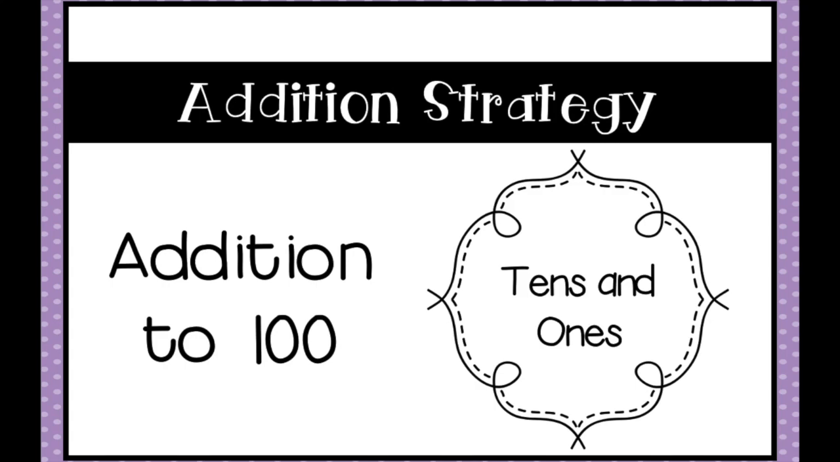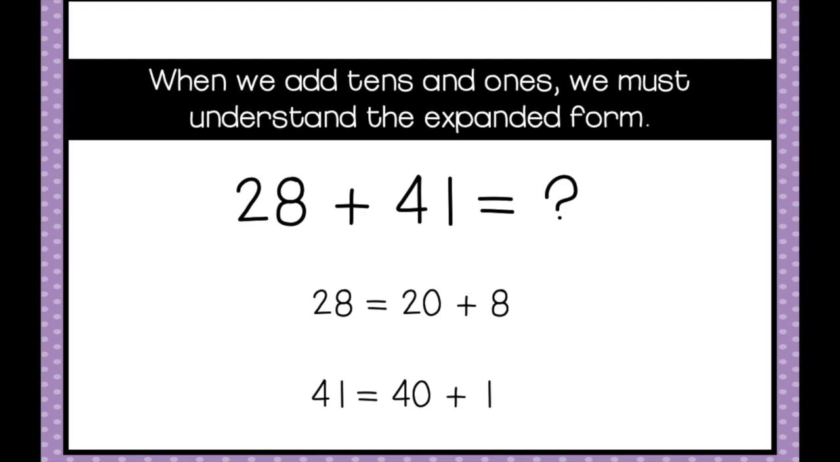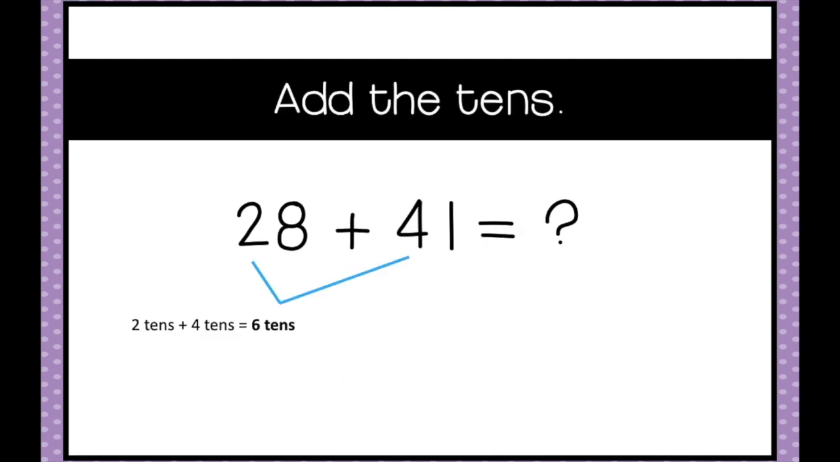Let's look at addition to 100 using the tens and the ones. When we add tens and ones, we must understand the expanded form. So 28 plus 41, we know that the 28 is 20 plus 8 in expanded form, and 41 is 40 plus 1 in expanded form.